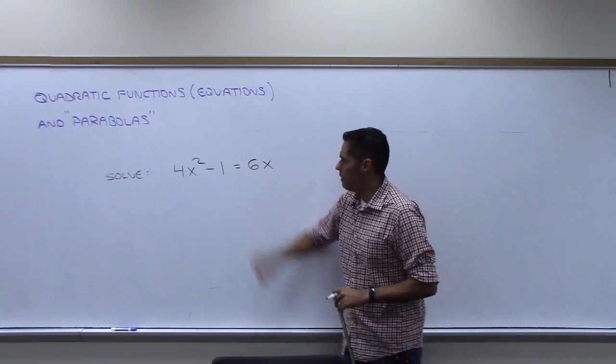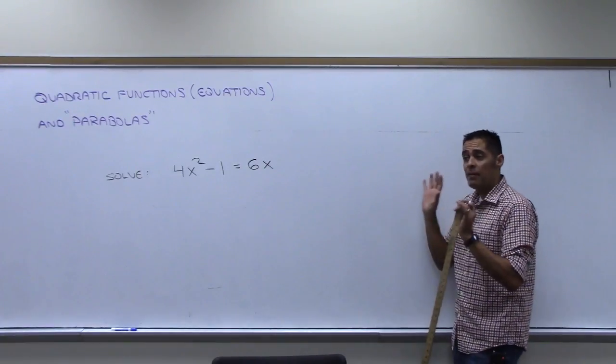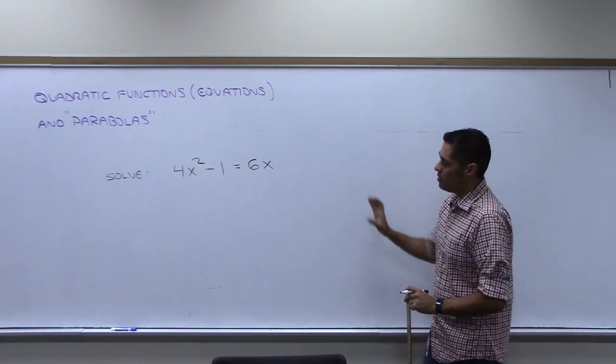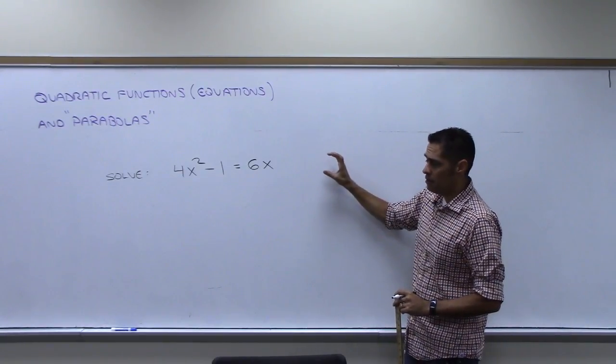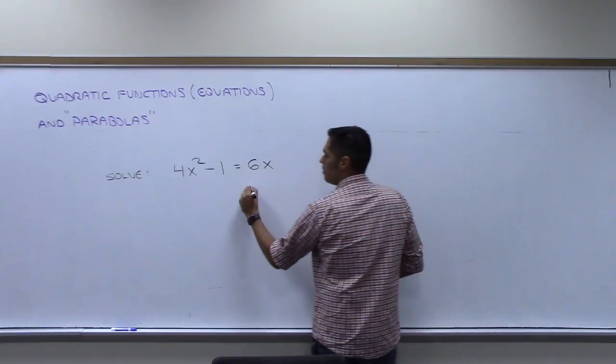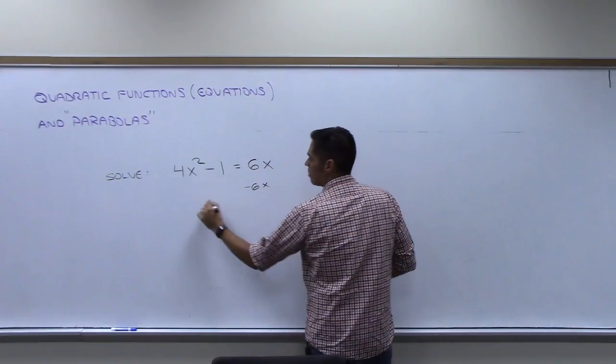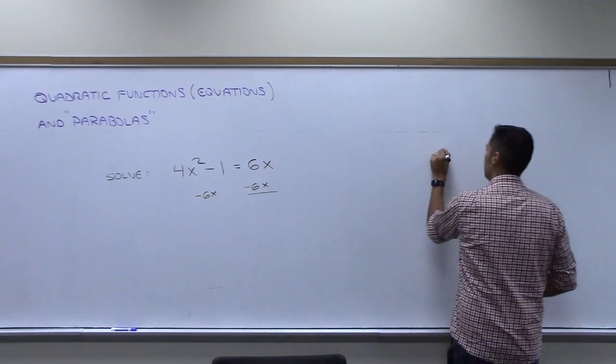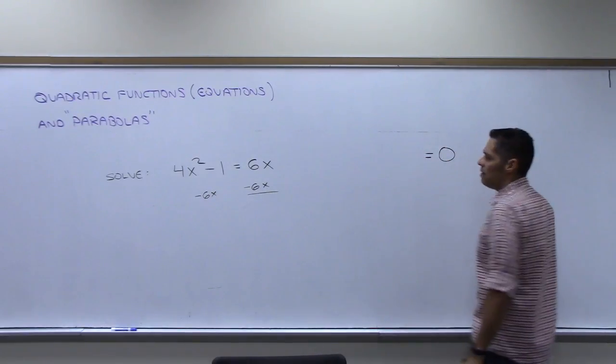So what we're going to do is move everything to one side of the equation to start. And the goal is to get a 0 on one side. So I'm going to subtract 6x here and subtract 6x here. That will give me a 0 on the right side. And on the left side, you tell me what I would have.